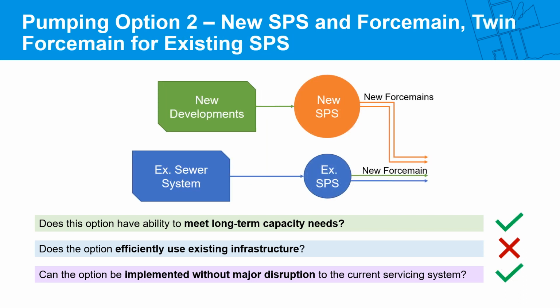Pumping option 2 involves constructing a new SPS and new Forcemain to operate concurrently with the existing River Street SPS. All new development would be directed to the new SPS, while the existing development would continue to be directed to the River Street SPS. This option would meet long-term capacity need. It could be implemented without major disruption to the existing sanitary sewage system. However, it does not efficiently use existing infrastructure.